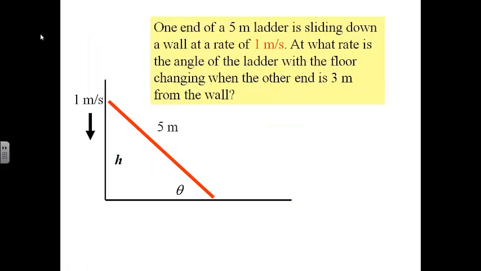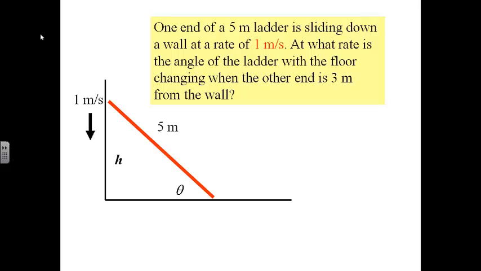Alright, so here's another problem. One end of a 5-meter ladder is sliding down a wall at a rate of 1 meter per second. At what rate is the angle of the ladder with the floor changing when the other end is 3 meters from the wall? So we draw a picture, we have everything labeled. We're interested in the angle of the ladder. How fast is the angle changing?